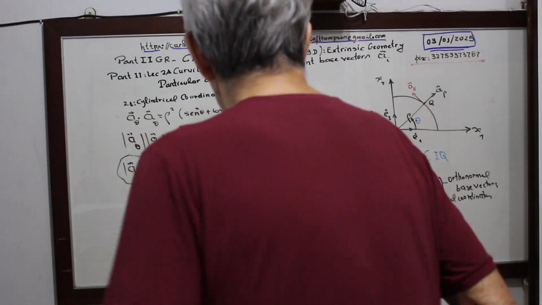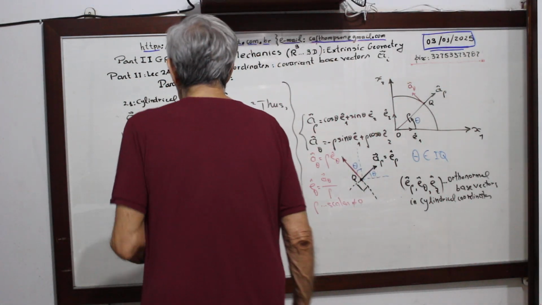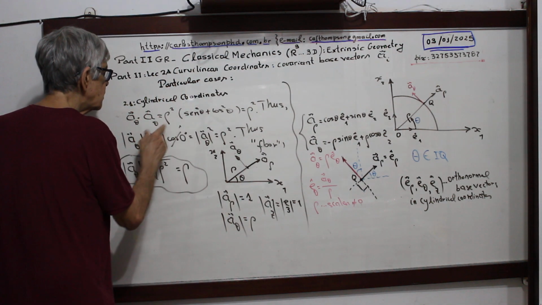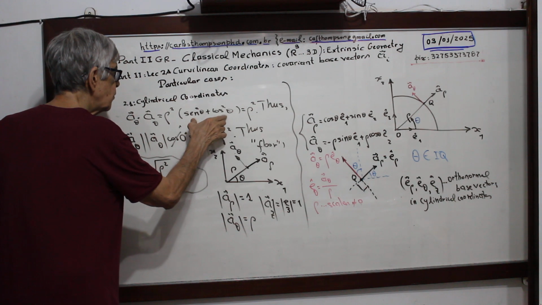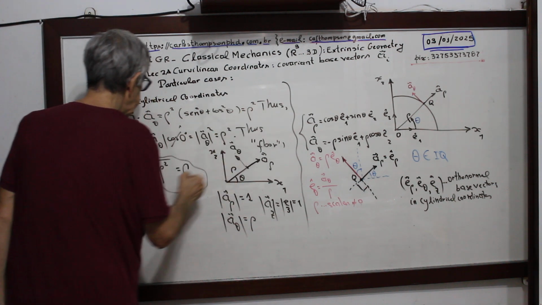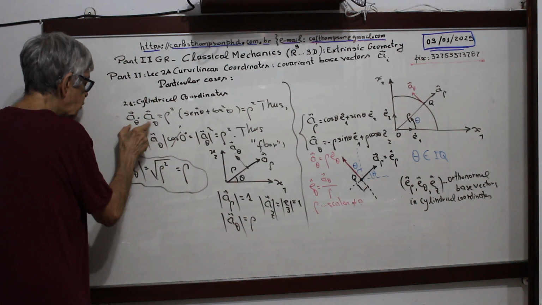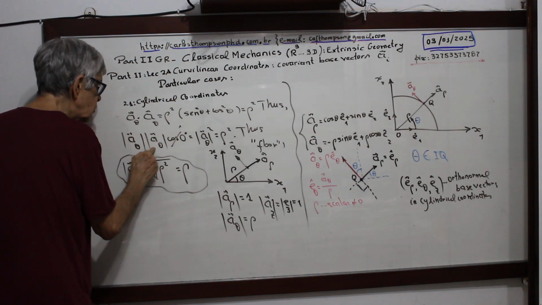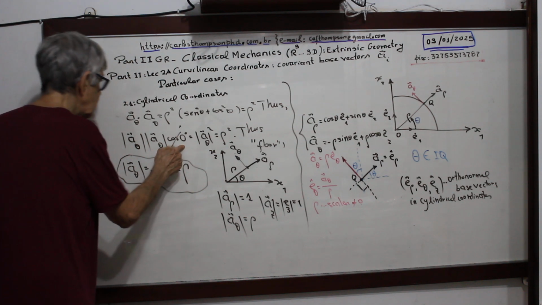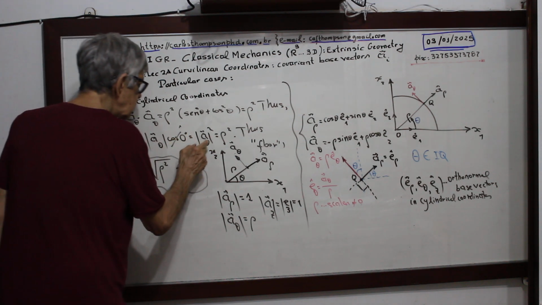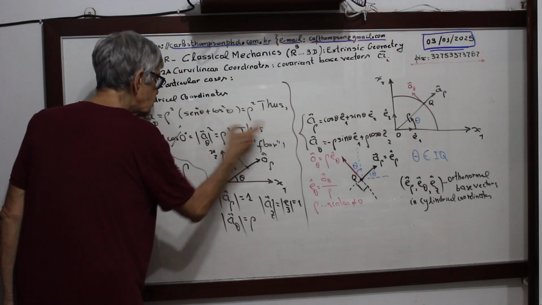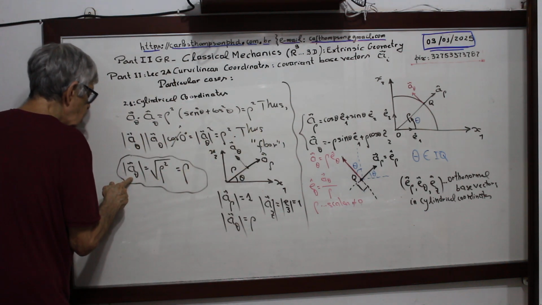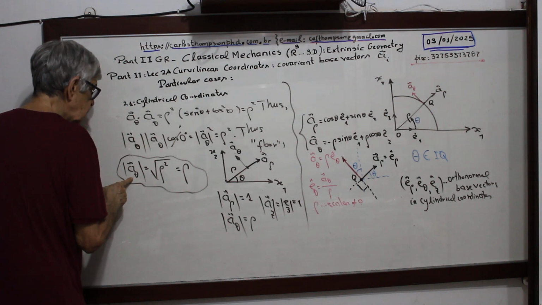Let's continue. Okay? So, a theta dot a theta is rho times rho, that is, rho squared. Then the dot product, by definition, is magnitude times magnitude times cosine of 0. Okay? Then the magnitude squared is equal to rho squared. Then I conclude that the magnitude of this base vector is just rho.